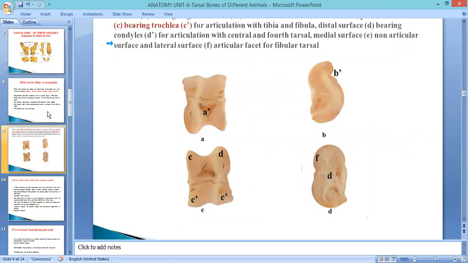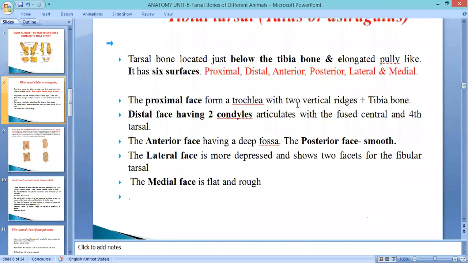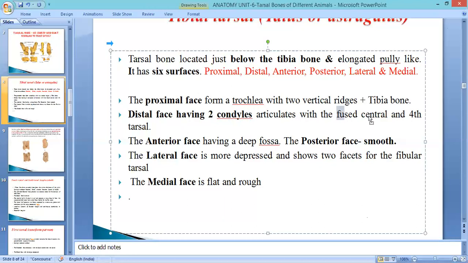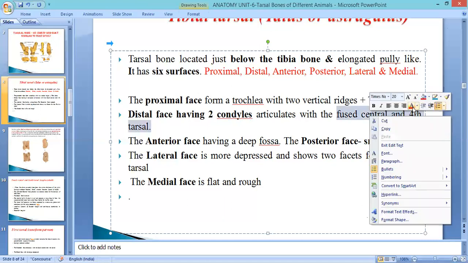So one by one we come here. Proximal contains a trochlea with 2 vertical ridges which are attached with the distal end of the tibia. The distal end has 2 condyles articulated with the central plus 4th fused tarsal. We have already seen the position. So the distal face comes in contact with the central plus 4th fused tarsal.